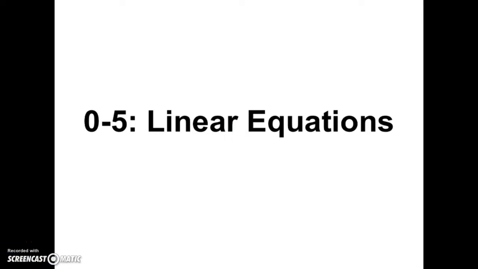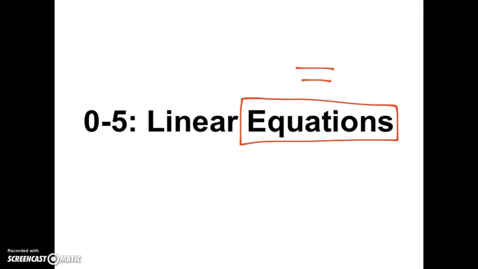Today we're going to be talking about linear equations. So first of all, let's talk about what a linear equation is. First of all, we know that because it says that it's an equation, it has to have an equal sign in it. An expression does not, that's what we dealt with last time, but an equation has to have an equal sign. So that's going to be your first clue: we have to have an equal sign.